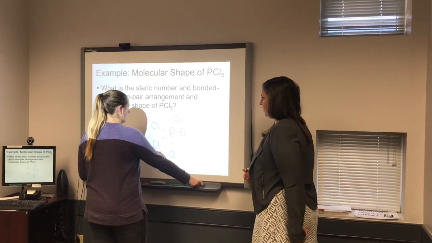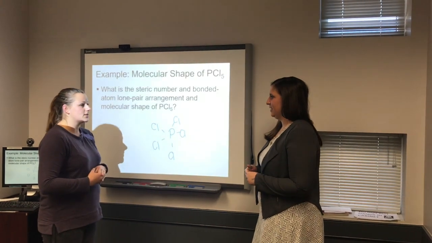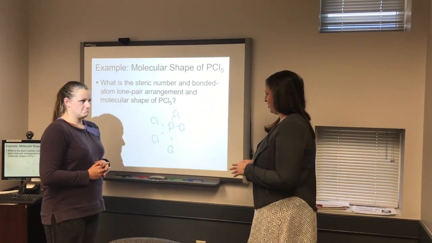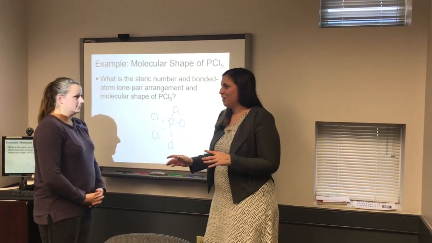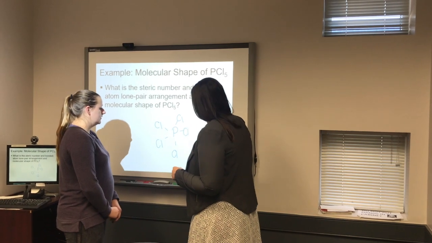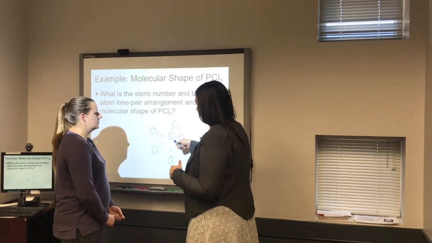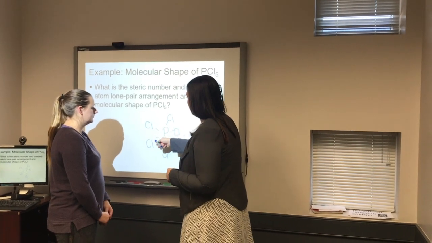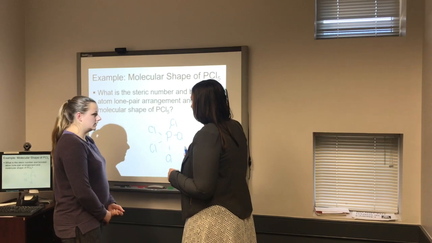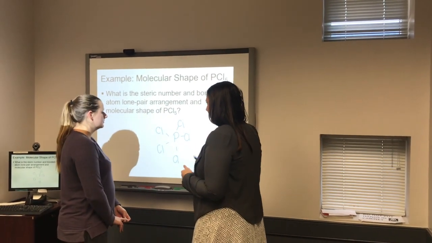Okay, so I think that the steric number is going to be 6 because we have 6 atoms. Okay, Maria, I see the reason why you think this, but it's important to remember that the steric number is based upon how many atoms are around the central atom. So we know the central atom is phosphorus, and we have 1, 2, 3, 4, 5 chlorines around the central atom. So since there's 5 bonded chlorines around the central atom, what is the steric number?